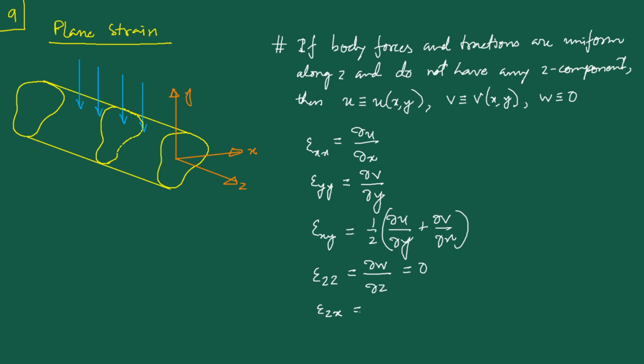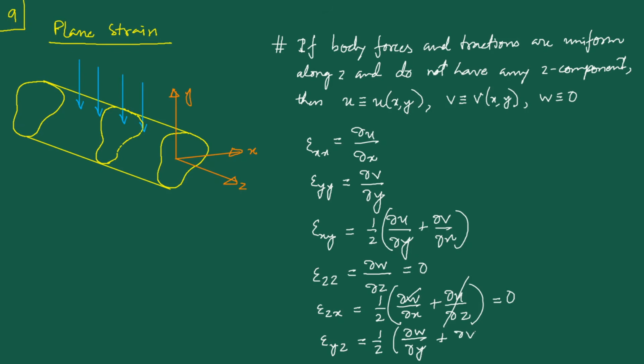Furthermore, epsilon zx is equal to half of del w del x plus del u del z. Now w is identically 0 and u is a pure function of x and y, so this term is 0, so this is 0. Epsilon yz is equal to half of del w del y plus del v del z, and here also w is 0 and the del v del z is 0 because v is a pure function of x and y.